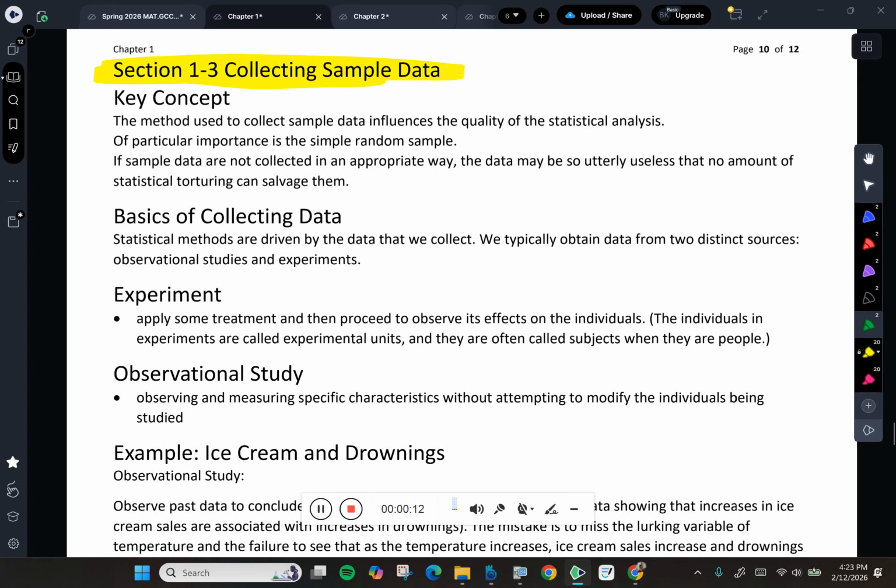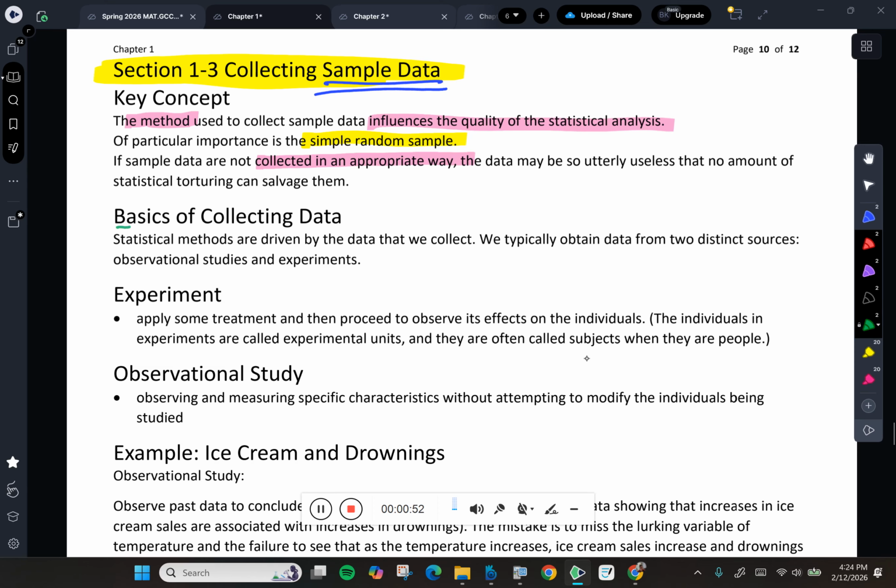And in this section, we're going to take a look at how sample data is collected. The key concepts, or the major ideas, for this section are the methods that are used to collect data and how that can influence the quality. We're going to take a look at the OG, if you will, of gathering data, and that's a simple random sample. And then we're going to talk about how, depending on how you collect your data, if it's not collected in an appropriate way, it could basically be useless. No amount of stats or number crunching we could do could ever make it worthwhile. Okay. All right.